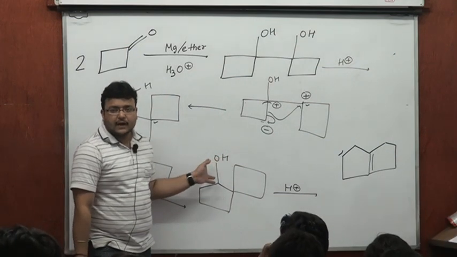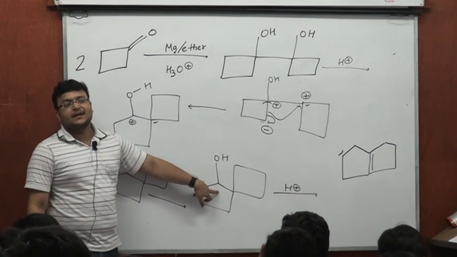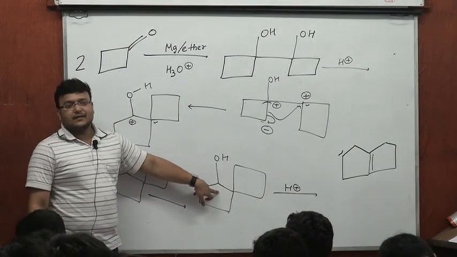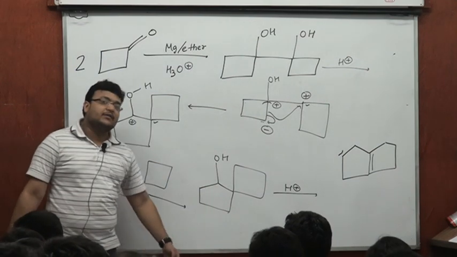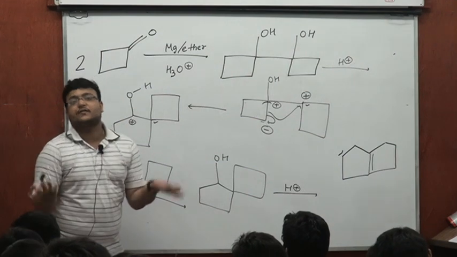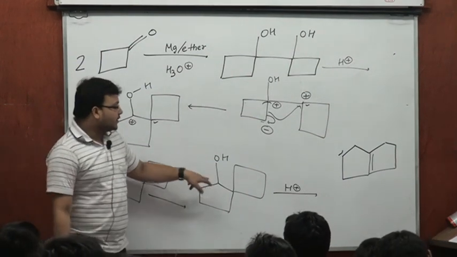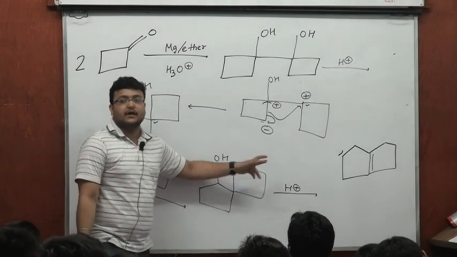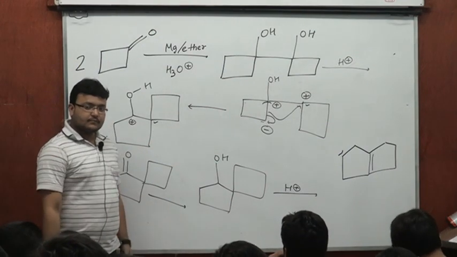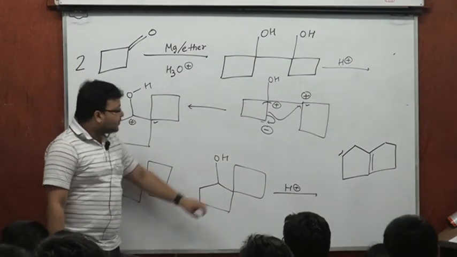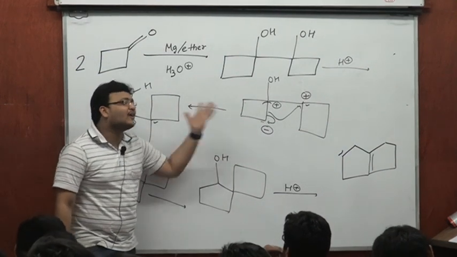H plus will attack OH, loss of water, a carbocation generation followed by ring expansion. Recall what I said, a carbocation will be prepared for all sorts of rearrangements. Recall when I was discussing the basic rearrangements, if there is a positive next to the carbon in the ring, it can expand. So this can expand to a 5-membered ring. From spiro it will become a bicyclo compound.